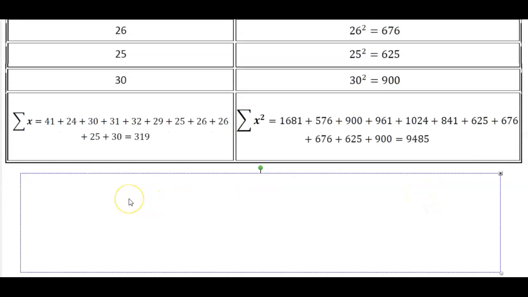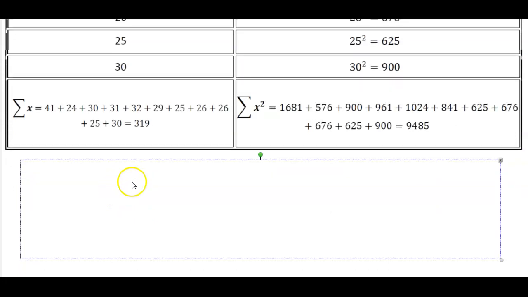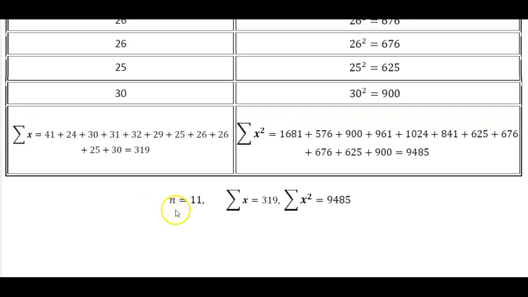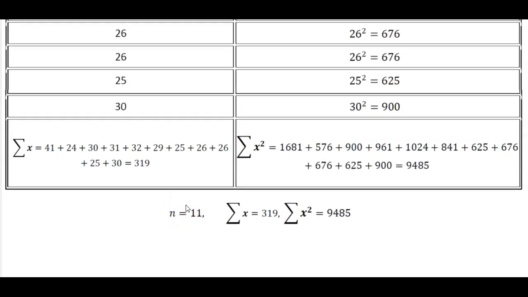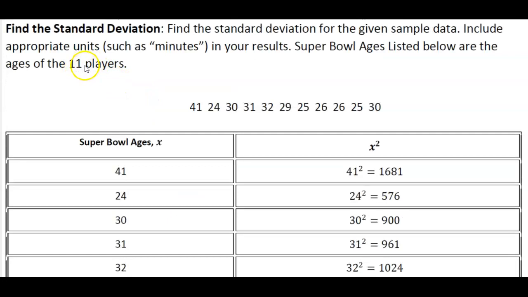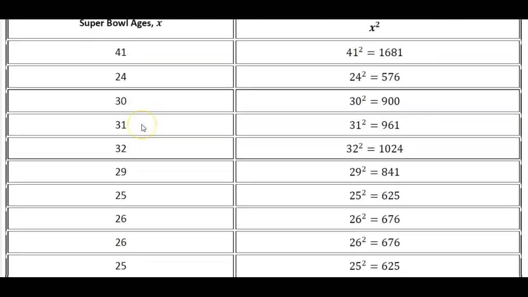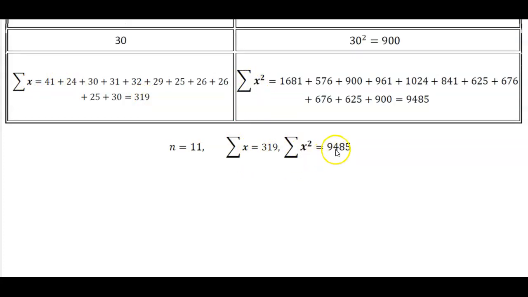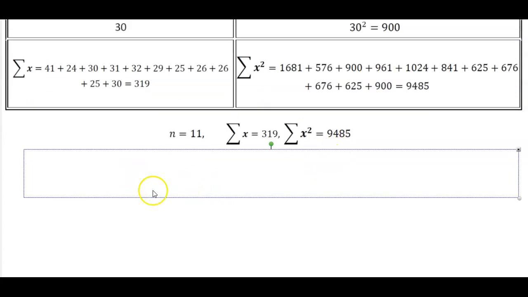So now we need to use our formula. In order to use our formula, we first need to identify some things. We need to find out what n is. We know n is the number of football players in our set. There are 11 players, therefore n is equal to 11. We found that the sum of the x values was 319, and the sum of the x squared values is 9,485.